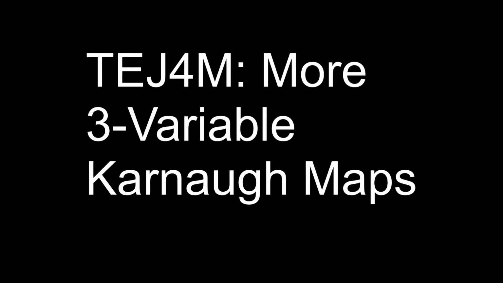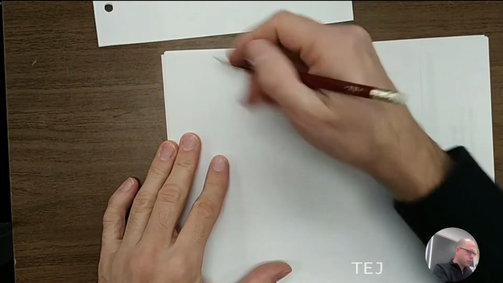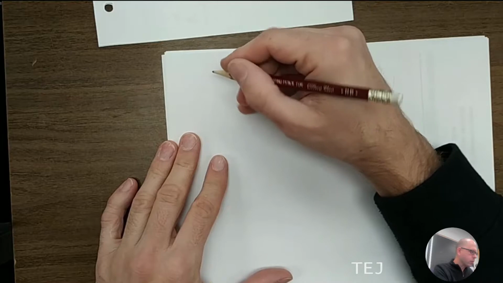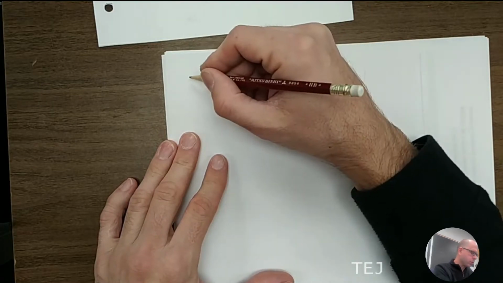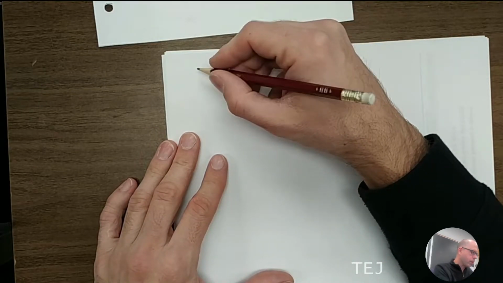TEJ4M. Here are more three-variable Karnaugh maps. I'm going to be doing this with the two cameras. Here's an example. This would be more three-variable Karnaugh maps.